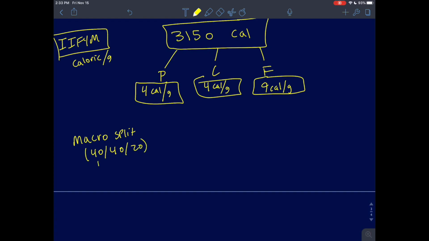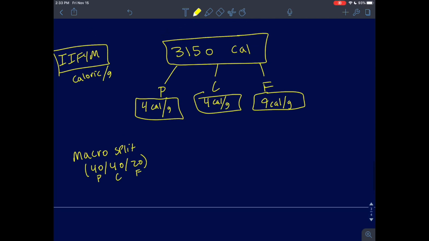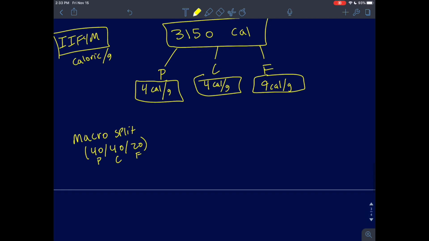This means 40% protein, 40% carbs, 20% fat. Okay, now to do this, what you would do is take each percentage amount of the calories and turn them into grams. We can do this because now we know the caloric makeup per gram for each macronutrient. We can do this pretty easily.